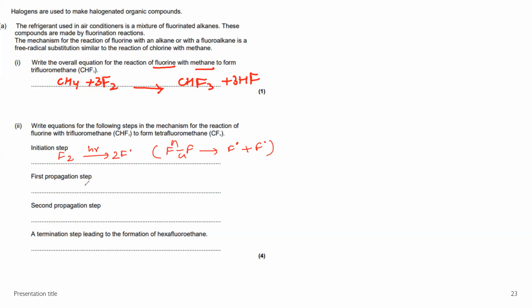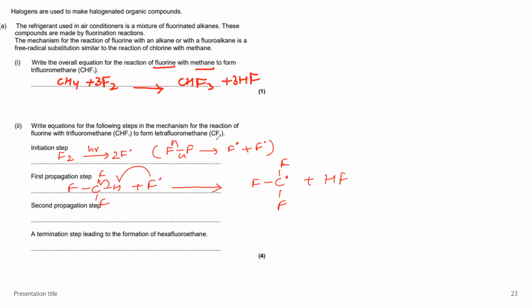Second, they are saying first propagating step. So basically now we have trifluoromethane. So I will take trifluoromethane. Trifluoromethane will react with fluorine radical. So what will happen? This bond will cleave like this. So we will have this plus HF. So second propagation step. Now how to show this formation? Basically, I guess you know this.